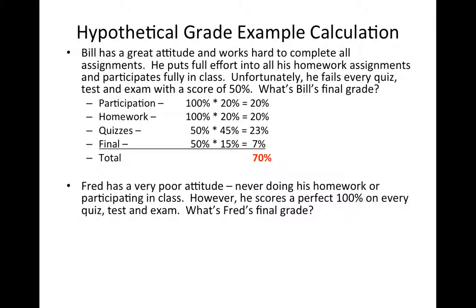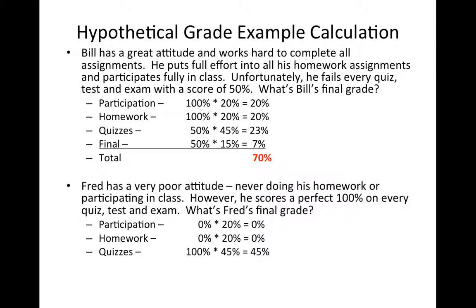Now let's talk about someone who's the exact opposite. Fred, who has a terrible attitude. He never does his homework, never participates in class. However, since this is a fictional example and doesn't make any sense, he gets 100% on all the tests and quizzes. So what's Fred's grade? Okay, well, he gets a 0 in participation, a 0 in homework, and 100 on his quizzes, and 100 on his final. Therefore, put all that together, and he ends up with a 60%. So Fred would fail my class.